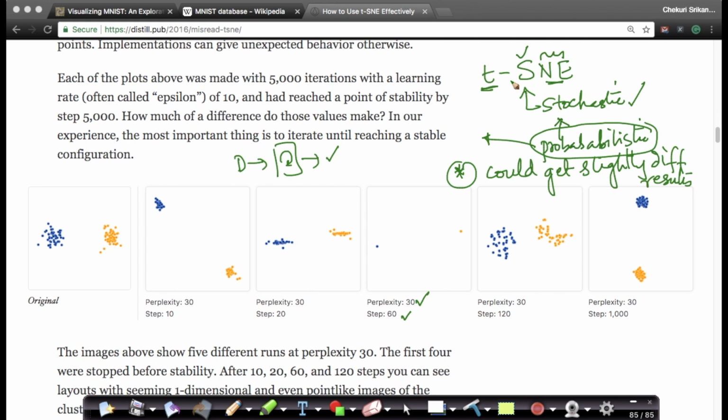So if you have learned the right perplexity and the right number of iterations, let's assume here you learned that perplexity 30 is good and 1000 iterations is good. The next lesson is: fix your perplexity and step, and run it multiple times, because you might get slightly different results. It's always good to see the results over multiple runs, because every time you run, there is a small difference in the output. So that's the next important lesson.